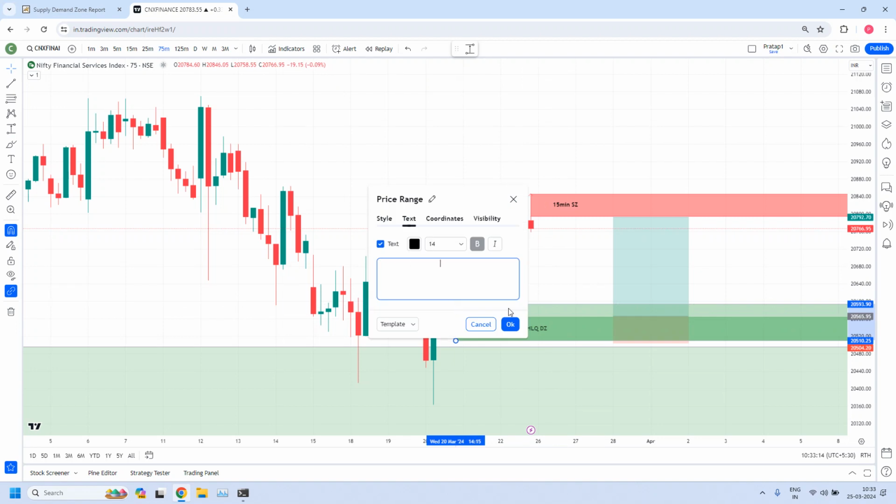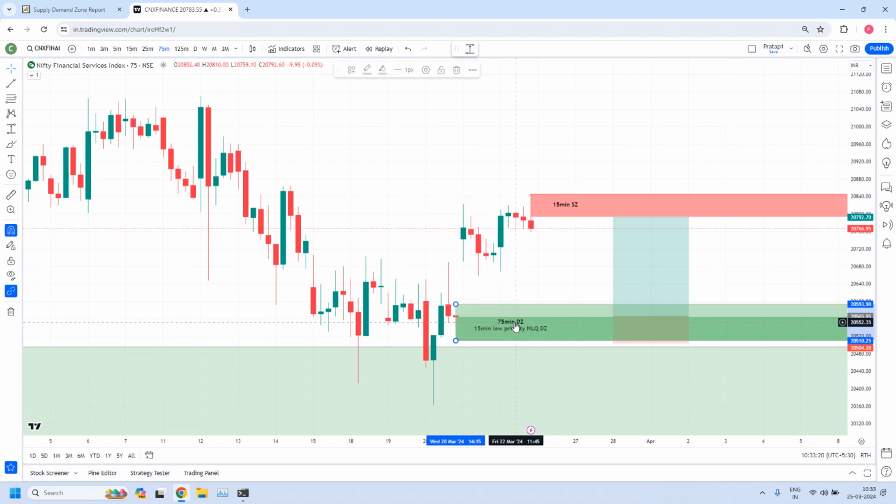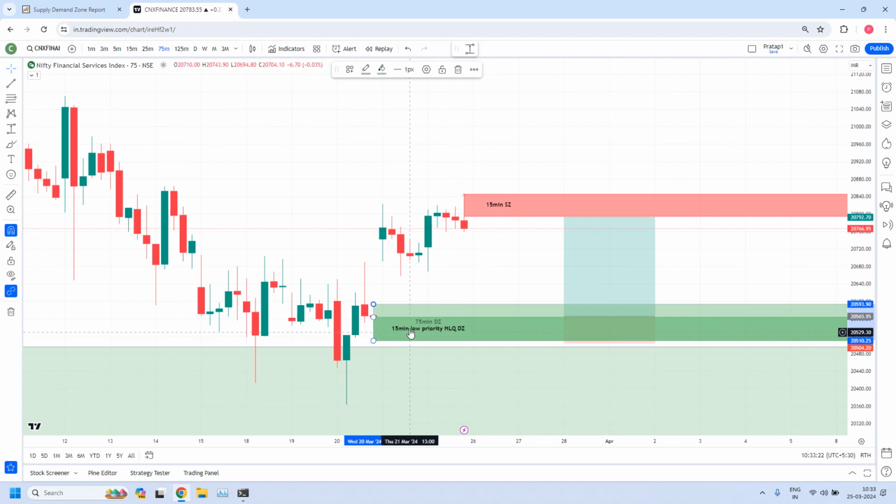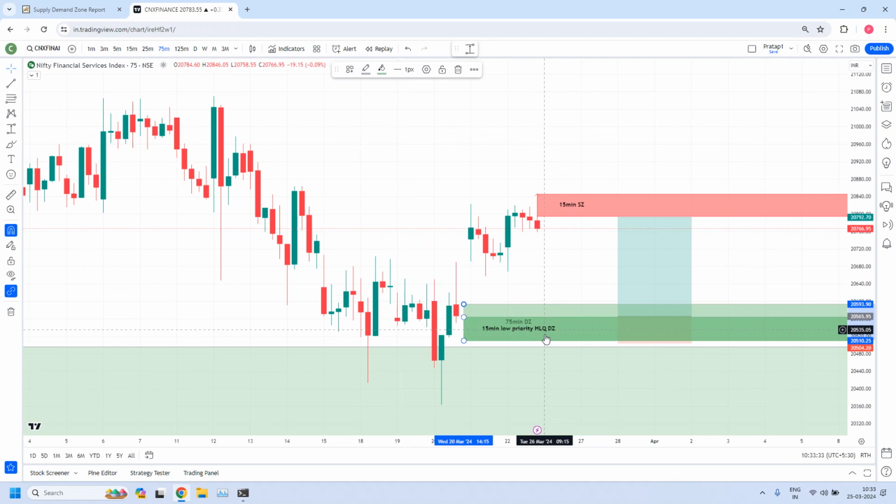And one advantage here is zone confluence. Have you noticed? What is zone confluence? One zone is having another zone overlapped with it. See here, the 15 minutes demand zone is overlapped with the 75 minutes demand zone. So excellent.